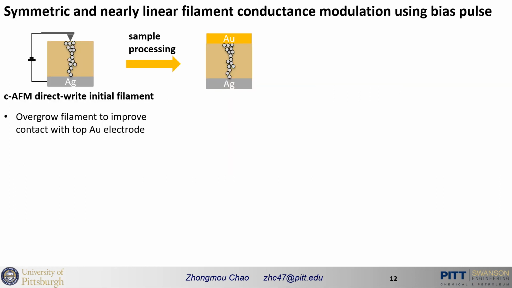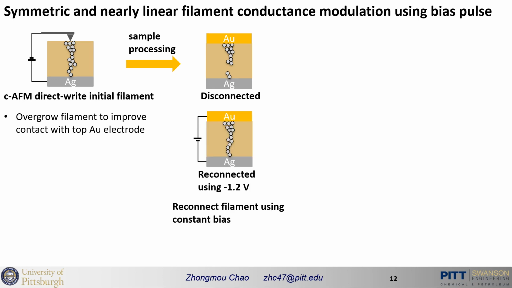During the initial filament formation using conductive AFM, we deliberately overgrew the filament to improve its electrical contact with the top gold electrode, which is crucial for probe station measurement. Although we notice filaments tend to disconnect during sample processing, they can be reconnected relatively easily using an active bias. Once reconnection was made using constant negative 1.2 volt, we then switched to negative 1.2 volt pulse to further grow the filament.